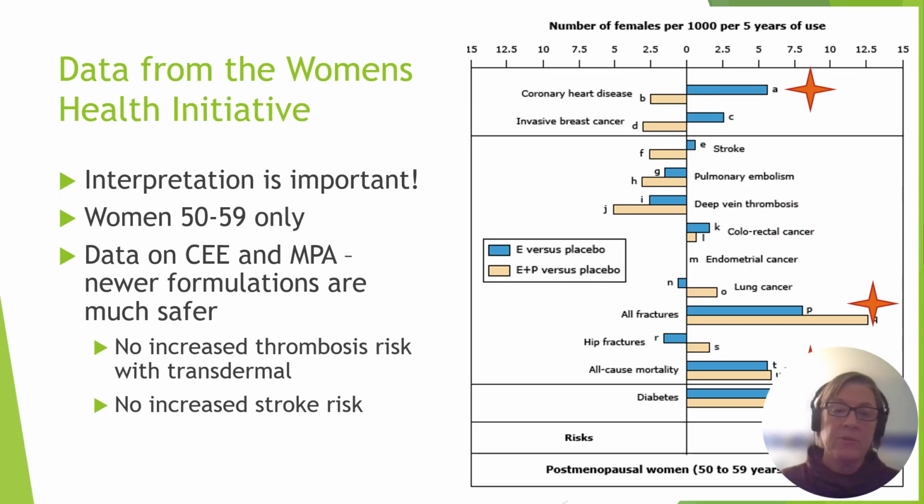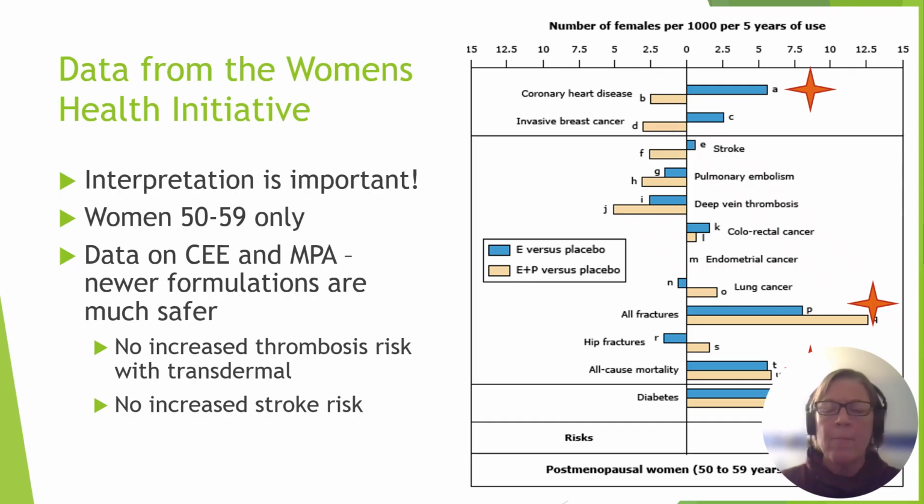There's no increased thrombosis risk at all with transdermal estrogen, and even in the Women's Health Initiative study, even though this image shows something different, there was no actual increased stroke risk when hormone therapy was started before the age of 59. So I'm just going to hide my image here for a second if I can. Apparently I don't know how to do that.